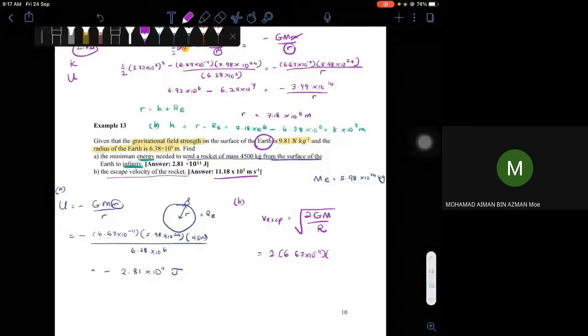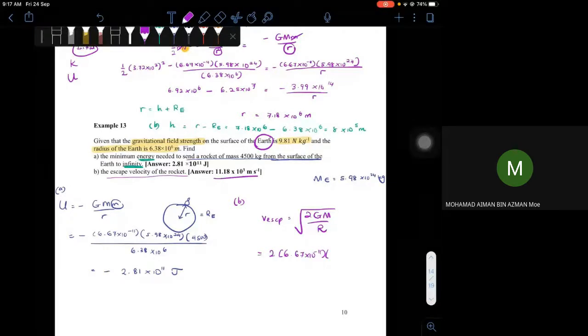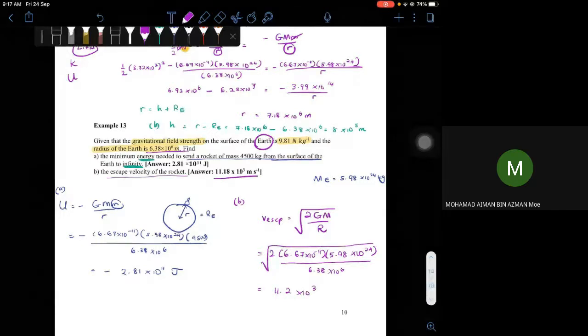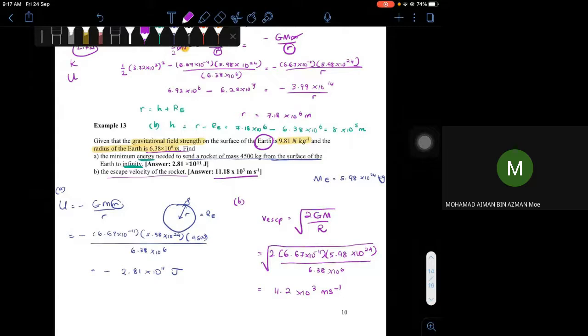Bismillah, tak boleh muat dah. 6.67 darab, so mass of the earth is 5.98 darab 10^24. Radius of the earth is 6.38 darab 10^6. Square root. So you get your answer, it will be 11.2 times 10 to the power of 3 ms negative 1. Okay?